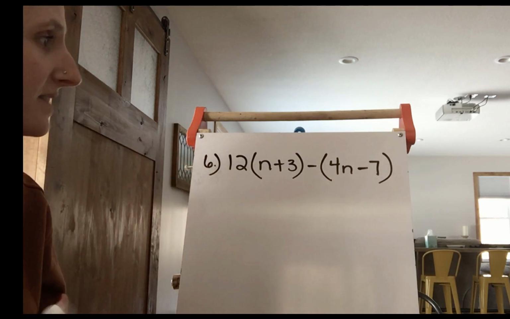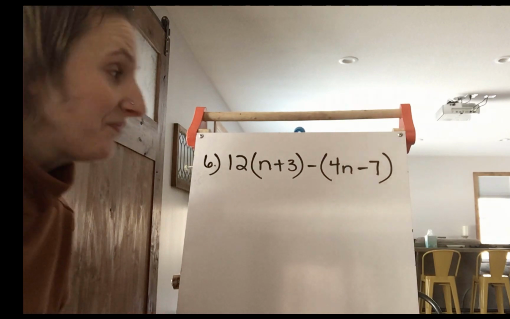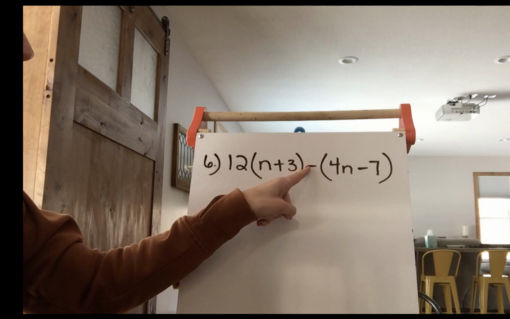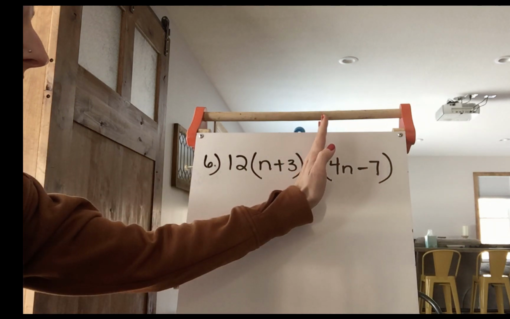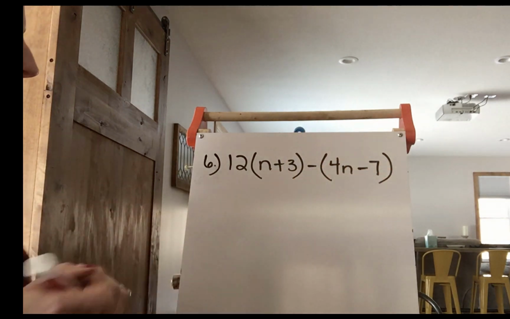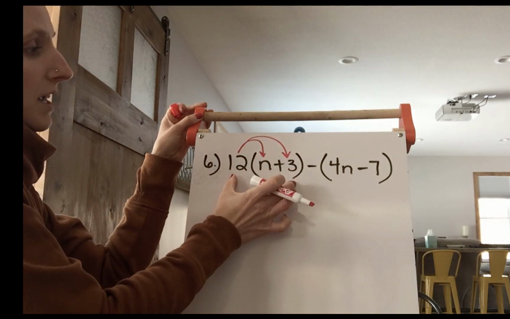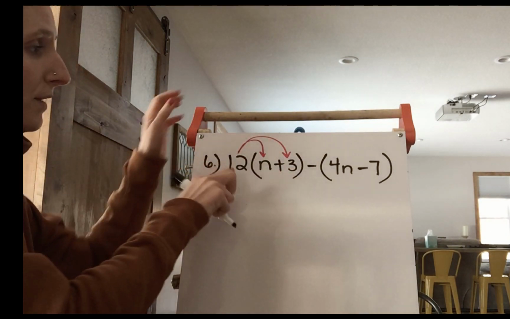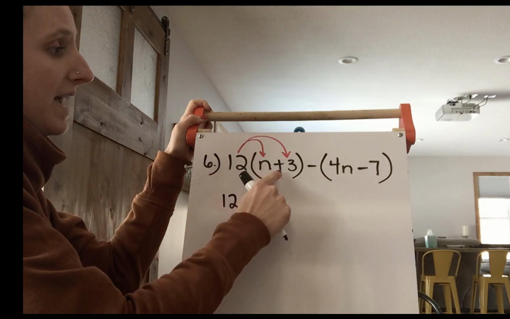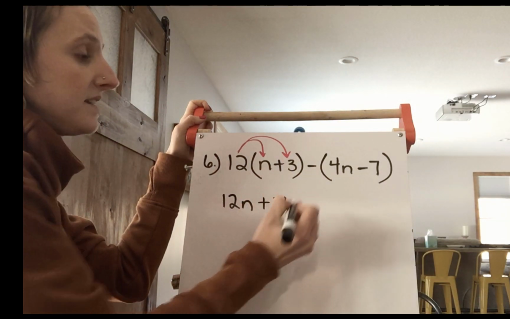Here is example 6. I have two mama birds present in this problem. Do you see them? Here's a mama bird and here's a mama bird. Remember, this minus outside the group, there's that invisible 1. So it's like a -1 times the quantity 4n minus 7. Let's go ahead and pass the multiplication in our first part of the expression. So 12 times n, that's going to give me 12n. 12 times, this is a +3, so 12 times 3, that's going to give me positive 36.